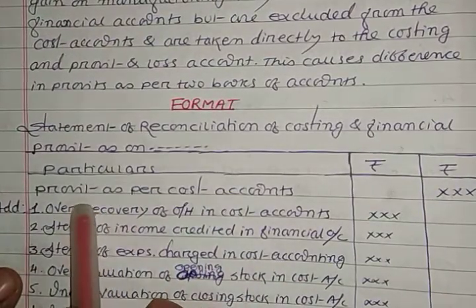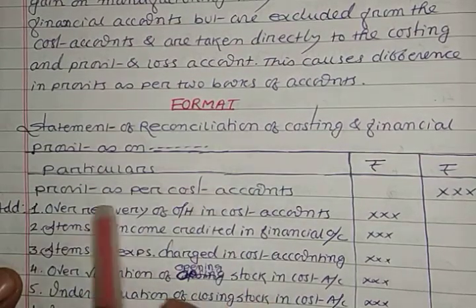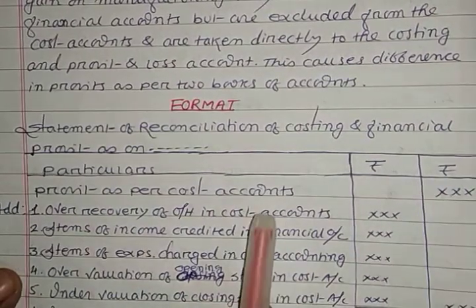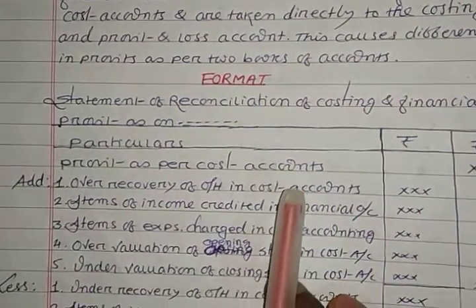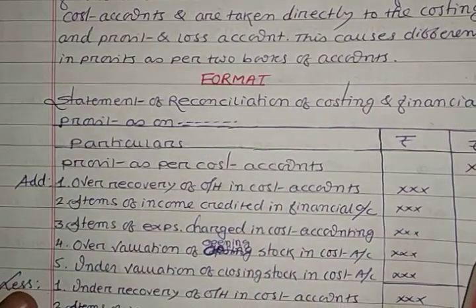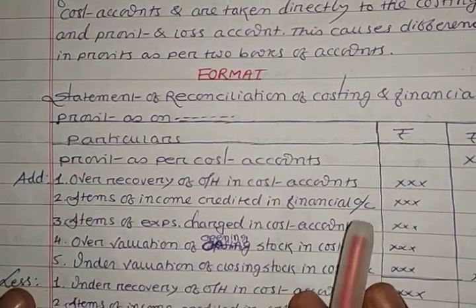See, here what is given? Profit as per cost account. Whatever the profit as per cost account, that you have to write directly here. After that you have to do adjust. Some items you have to add and some items you have to less. You already done reconciliation chapter in class 11. So it is very simple and very easy.